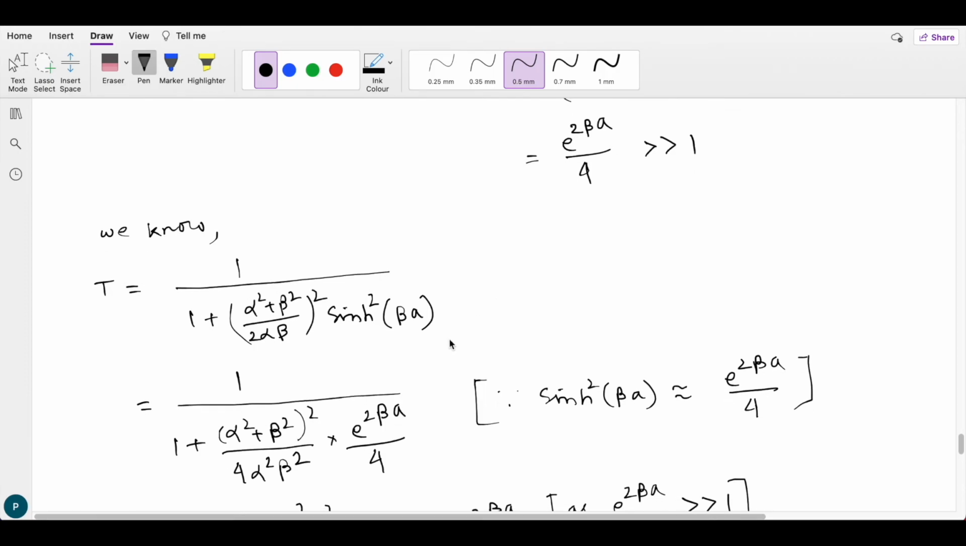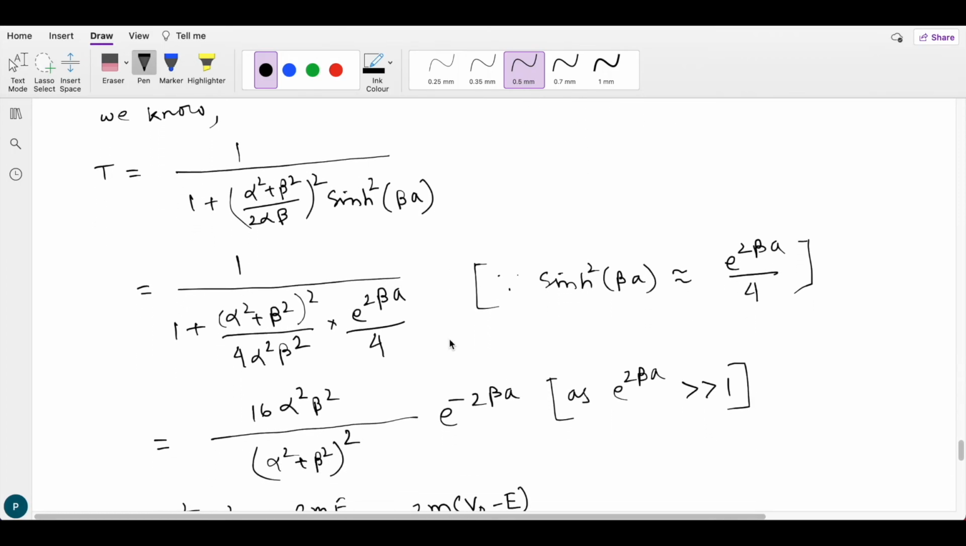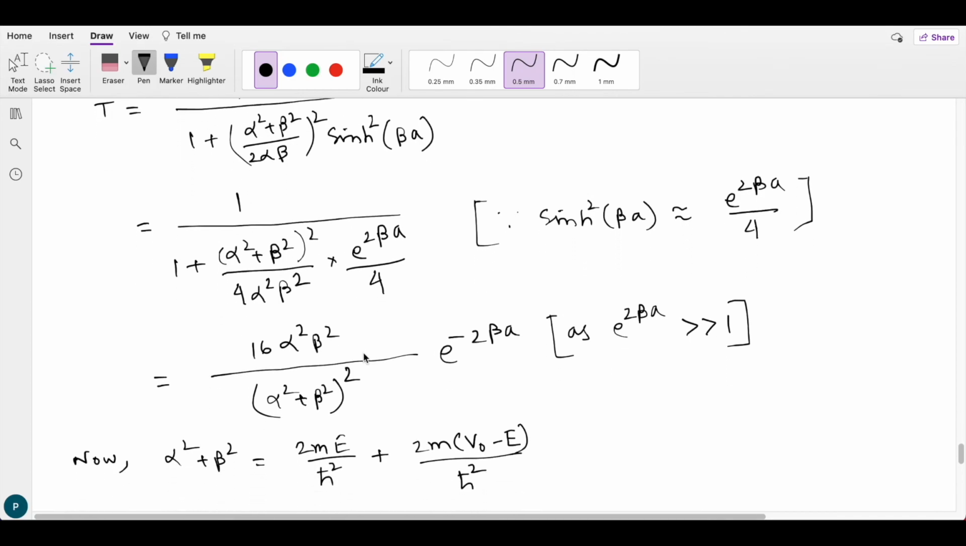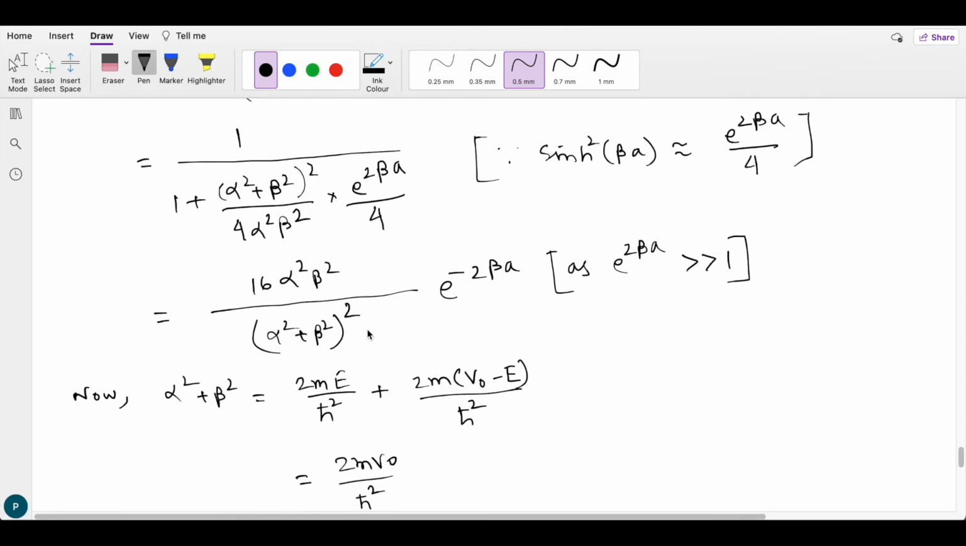Now we have the equation for T as T equals 1 by 1 plus ((alpha square plus beta square) by 2 alpha beta) whole square sin h square beta a, and we are using sin h square beta a as e to the power 2 beta a by 4, since beta a is very much greater than 1, and we can neglect 1 in the denominator because e to the power 2 beta a is a very large quantity. So the equation becomes 16 alpha square beta square by (alpha square plus beta square) whole square times e to the power minus 2 beta a.